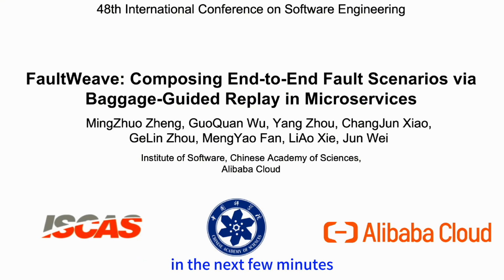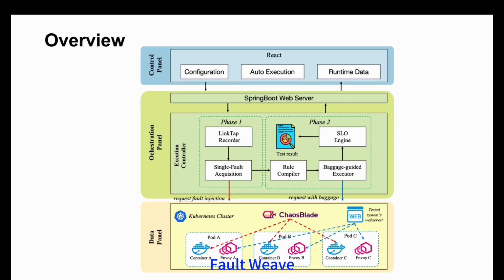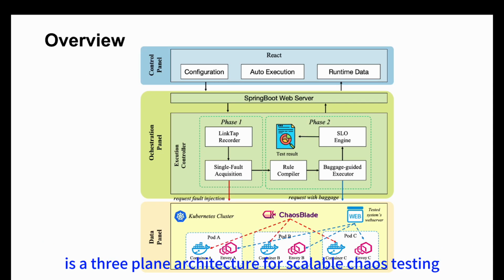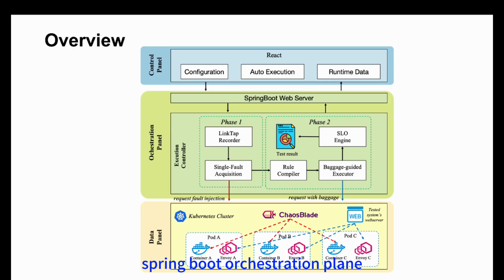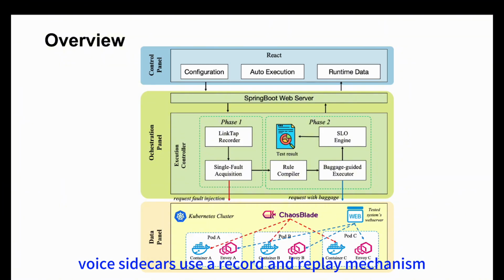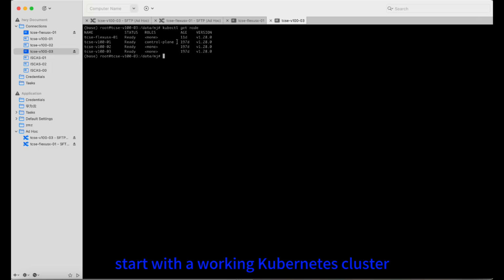In the next few minutes, I'm excited to guide you through our tool, FaultWeave. FaultWeave is a three-plane architecture for scalable chaos testing: a React control plane for experiment management, a Spring Boot orchestration plane for lifecycle coordination, and a Kubernetes data plane where Envoy sidecars use a record and replay mechanism for efficient simulations. To run FaultWeave, start with a working Kubernetes cluster and deploy your system under test on it.